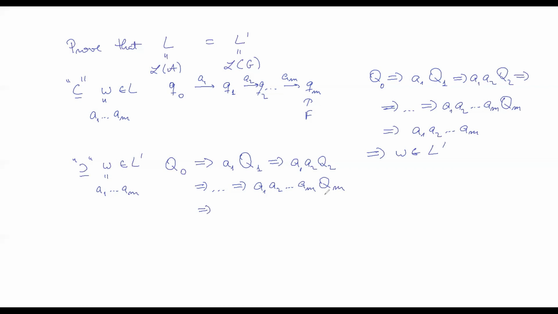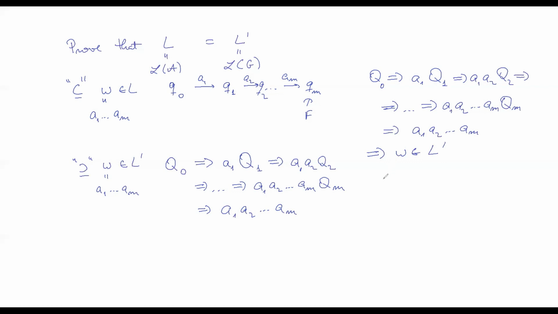And the only way of getting rid of this final non-terminal is by applying these epsilon transitions. We only have productions of this type, and we have then epsilon productions. So that gives you A1, A2, AM. So there is no other way of deriving this word from Q0.